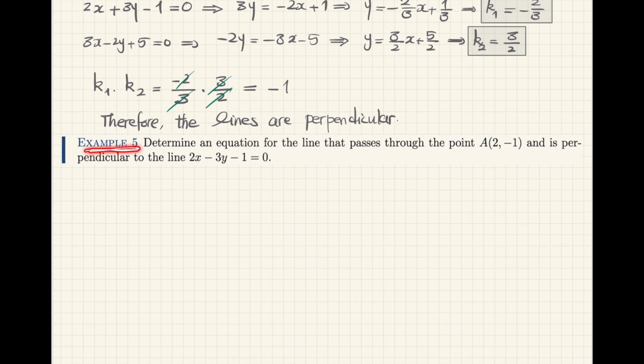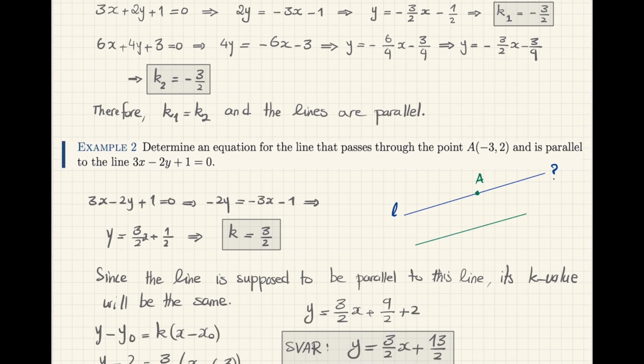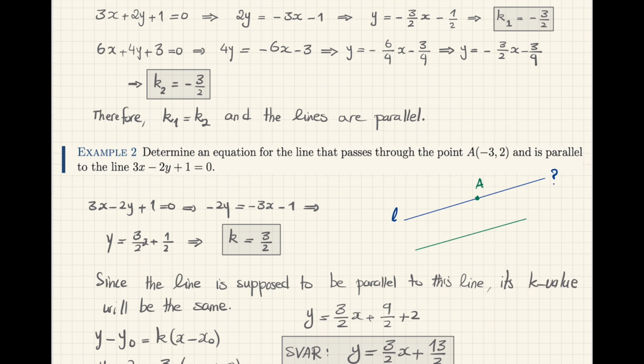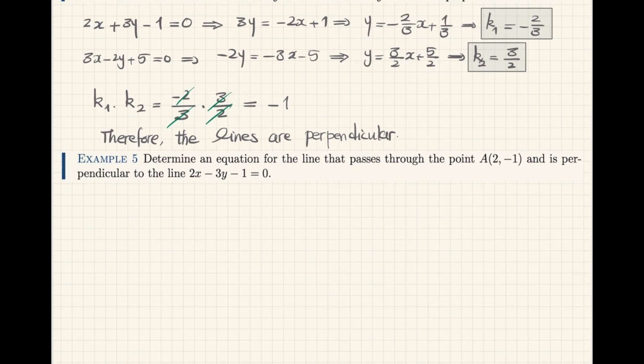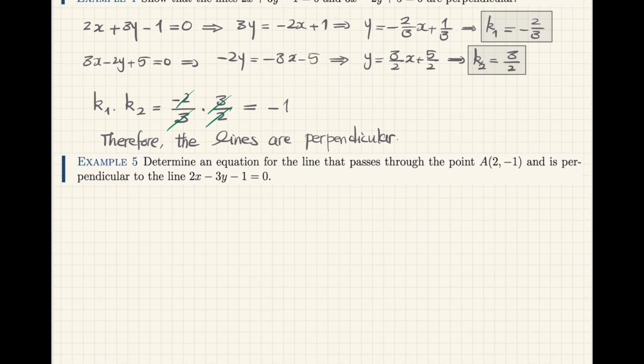I can compare this to example number 5. Determine an equation for the line that passes through the point and is perpendicular to this line. Do you remember the structure of the sentence is the same? In the previous problem, determine an equation for the line that passes through the point and is parallel. We learned how to solve this. I emphasize this problem. Make sure that you understand this. And then another similar problem for the perpendicular case is the same problem here.